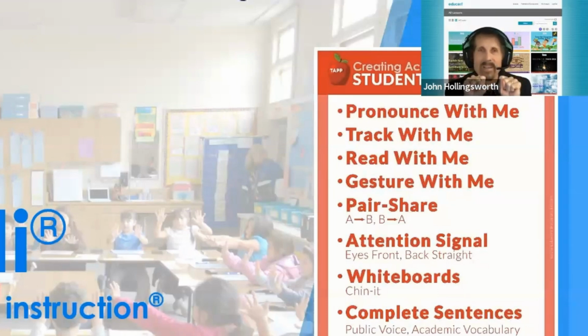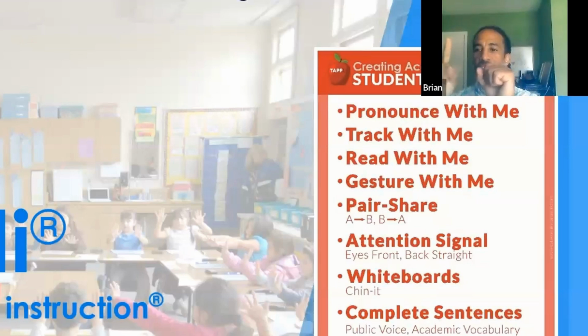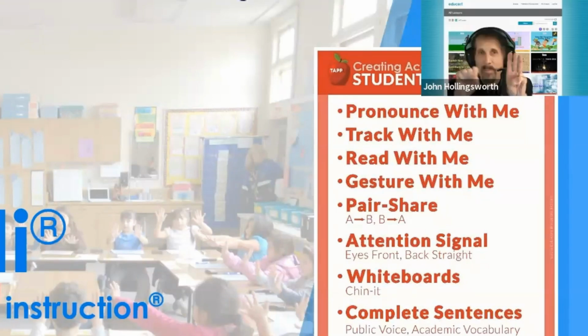Okay, get your hands up. A prefix is a letter or letters at the beginning of a word that change its meaning. Okay, now we're going to say it and do the gesture at the same time. Let's say it together. Ready?